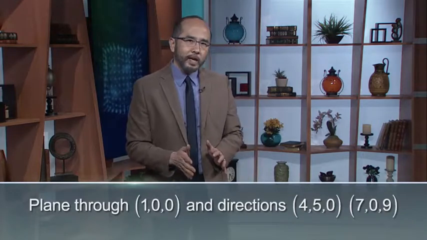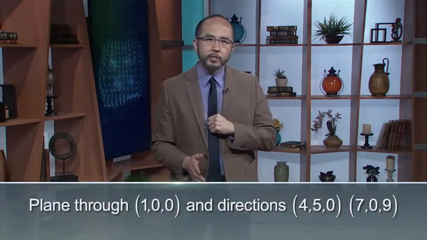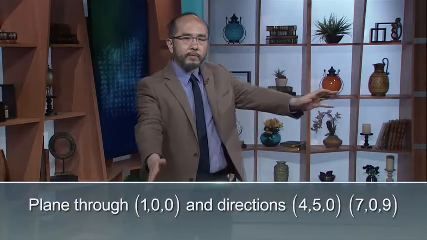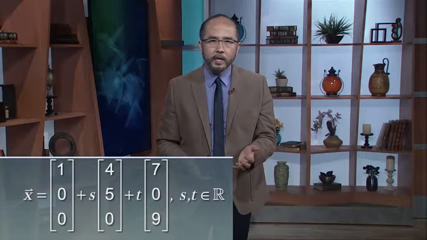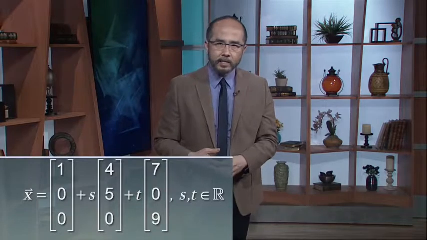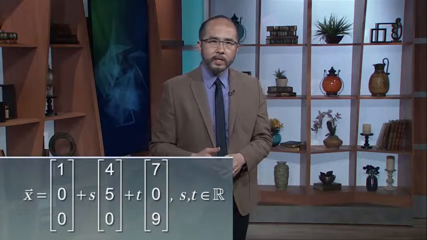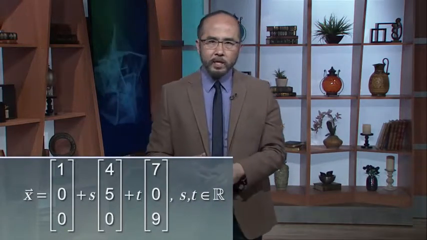Suppose you want to describe the plane through the point 1, 0, 0 in the directions 4, 5, 0 and 7, 0, 9. If the vector x has components x, y, z, then looking at the components of the vector form 1, 0, 0 plus s times 4, 5, 0 plus t times 7, 0, 9, we see that the vector x must be 1 plus 4s plus 7t, comma, 5s, comma, 9t, where s and t can be chosen freely as any real number.